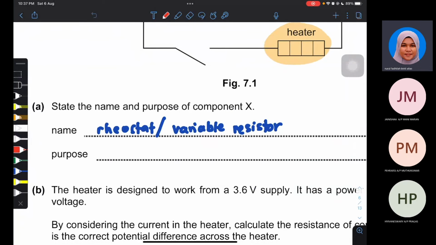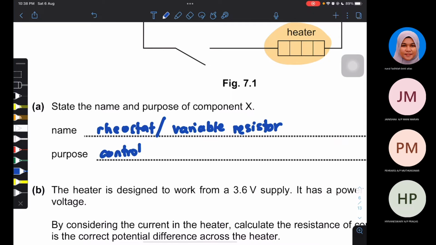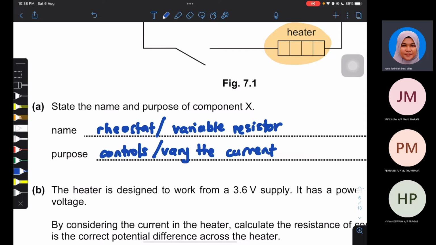Okay, next. What is the function of a rheostat? Dia control apa? It controls, ataupun it varies the current. Macam mana? Dia control the resistance ataupun control the length of wire.